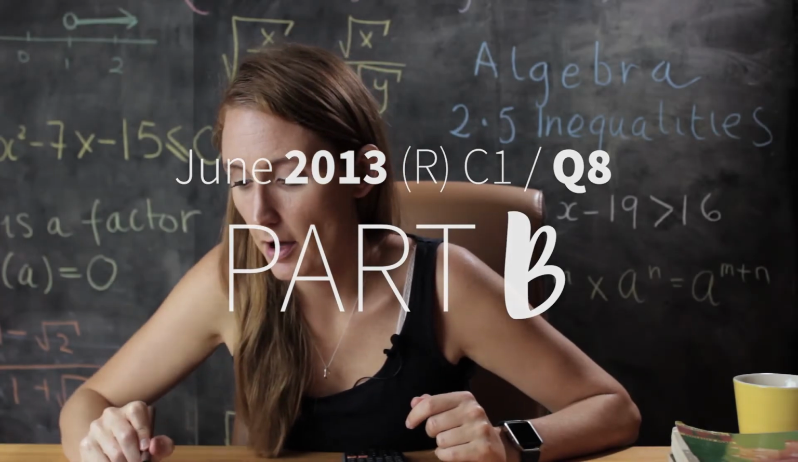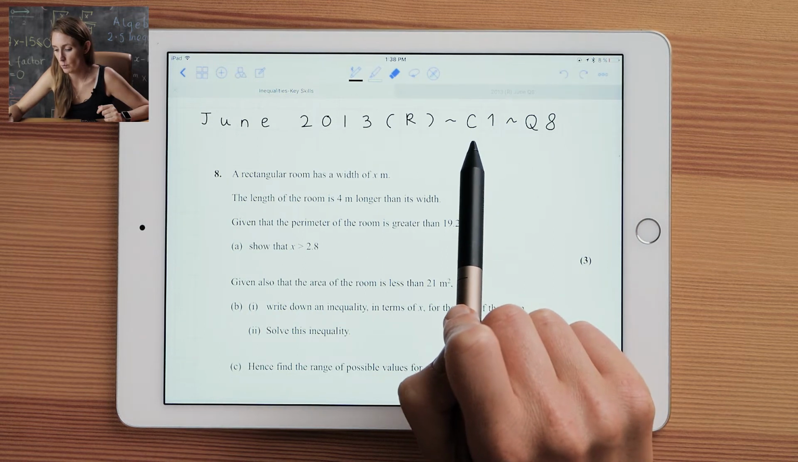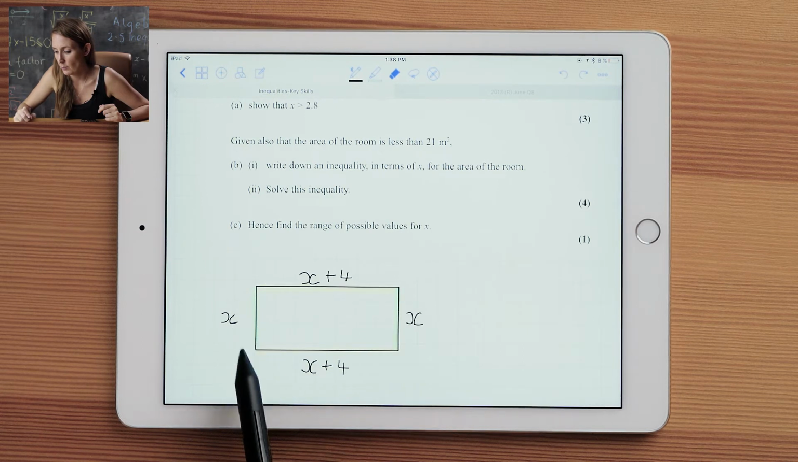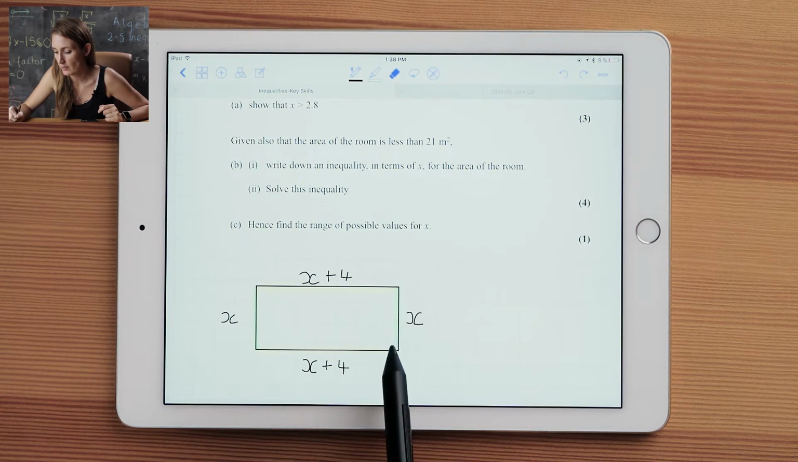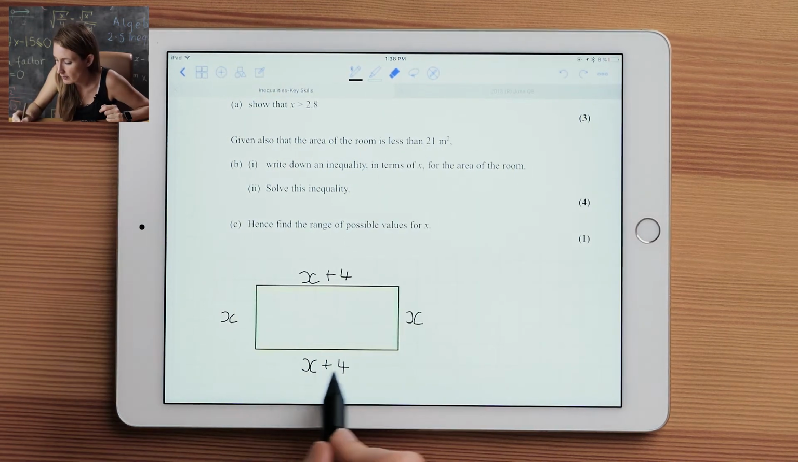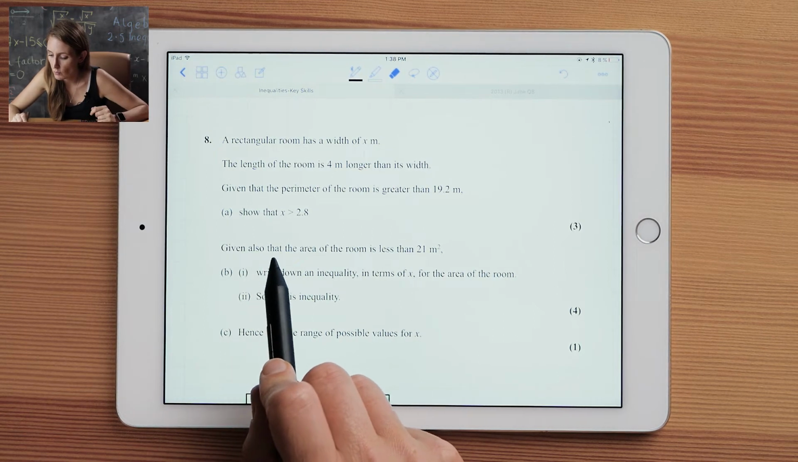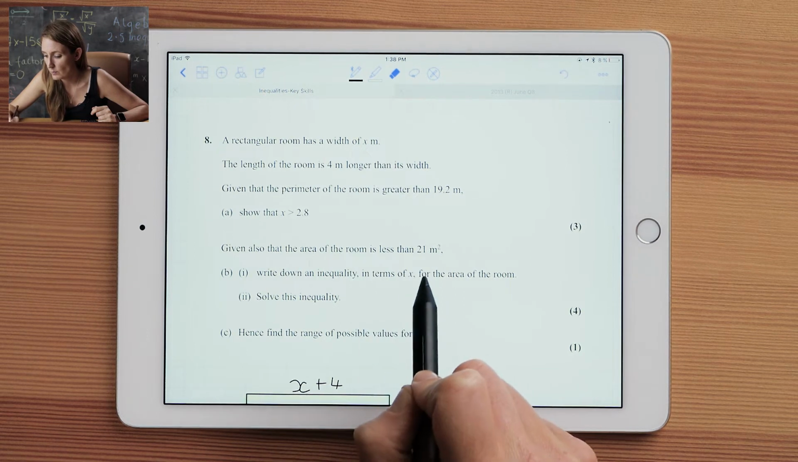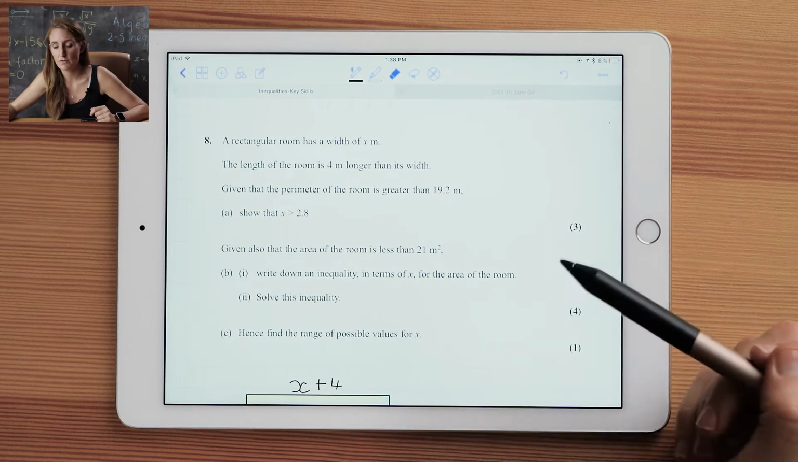Hey, so this is part B of June 2013, question 8 from C1. So don't forget, we're talking about this rectangle that looks like this. It's got one side 4 meters longer than the other side. I'm going to rub out these two because we don't need these anymore. So let's read part B. Given that also the area of the room is less than 21 meters, write down an inequality in terms of x and solve the inequality.